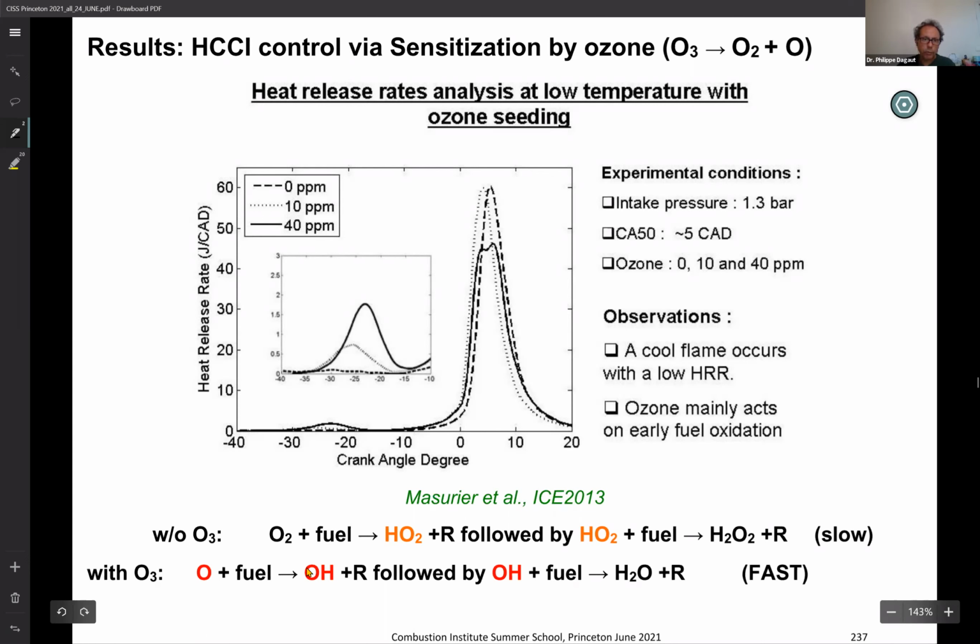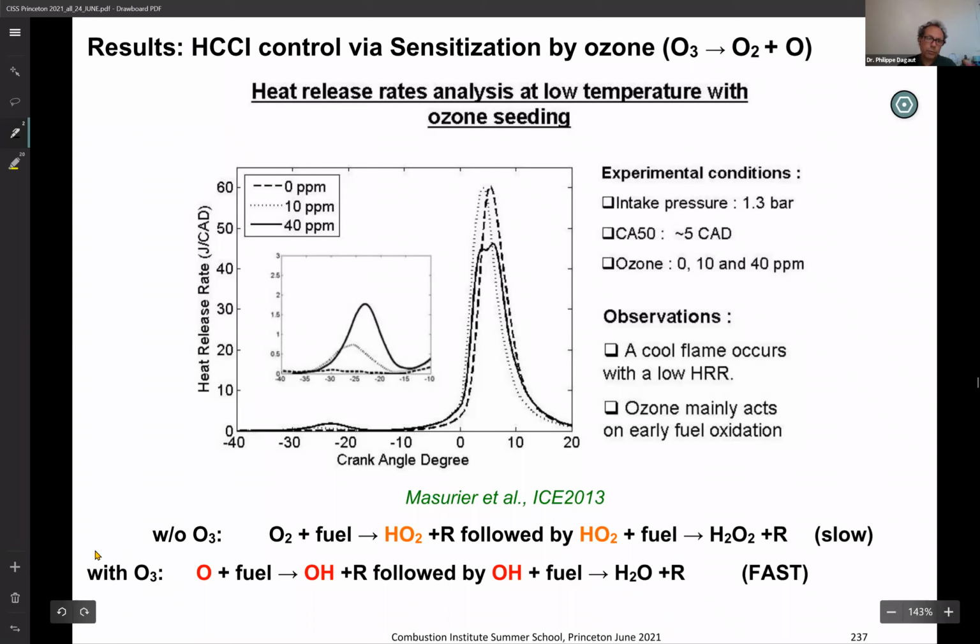Well, without ozone, the fuel has only oxygen to react with. It's a slow reaction, as I said before. It can produce HO2 plus a radical from the fuel. And this reaction is followed by the reaction of HO2 with the fuel, which is not a very fast reaction, and you get H2O2. So overall, until this reaction, it's a relatively slow process.